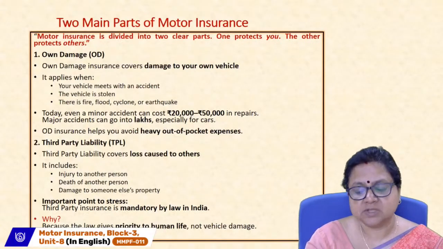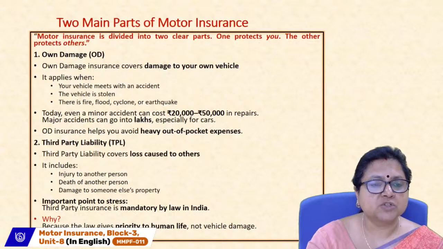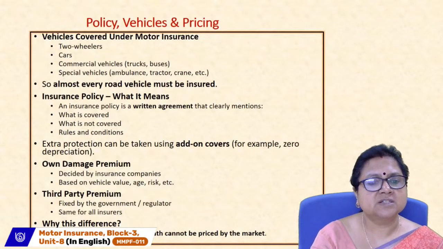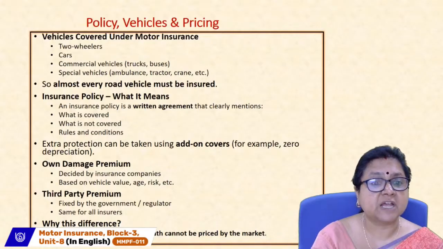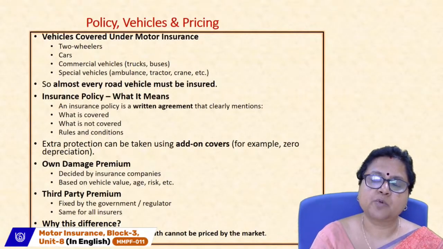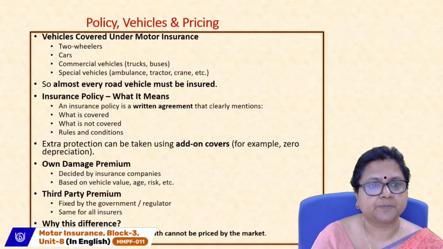So we will discuss this elaborately: what is own damage and what is third party liability. Now let us discuss the policies and the different types of vehicles. We are only discussing the Indian context, a few aspects of the policy, vehicles, and the pricing.